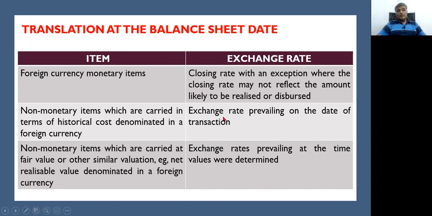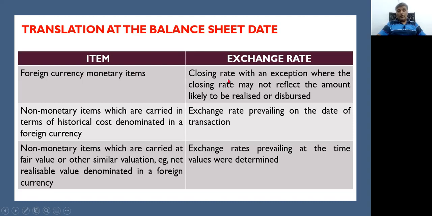I said plant and machinery account debit to sundry creditors, or let's say creditors for plant and machinery. So the plant and machinery is a non-monetary item, and I said at the balance sheet date you need to use the exchange rate prevailing on the date of the transaction. What is that? When the asset was purchased, you have to use that rate only, which is typically at cost. But what about the monetary item for that, which is a creditors part? You have to use the closing rate.